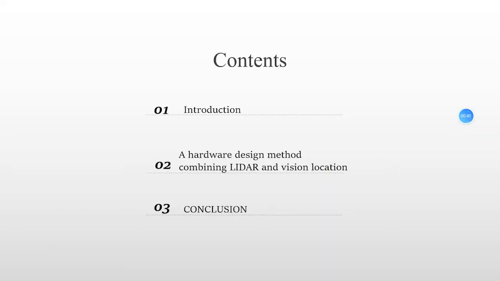There are three main parts to what I want to talk about. The first part, introduction. The second part, a hardware design method combining LiDAR and vision location. The last part, conclusion. Part 1. Introduction.